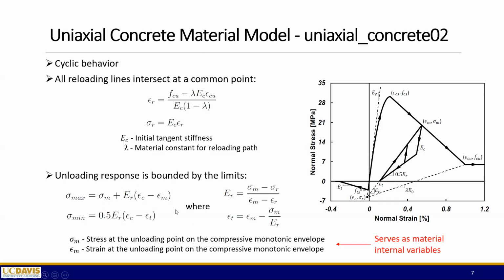So those are more detailed formulation for the model itself. Here we have the sigma m and epsilon m. Those are the stress and strains at the unloading point on the compressive monotonic envelope. Again, those two serve as material internal variables to account for the stress loading history.